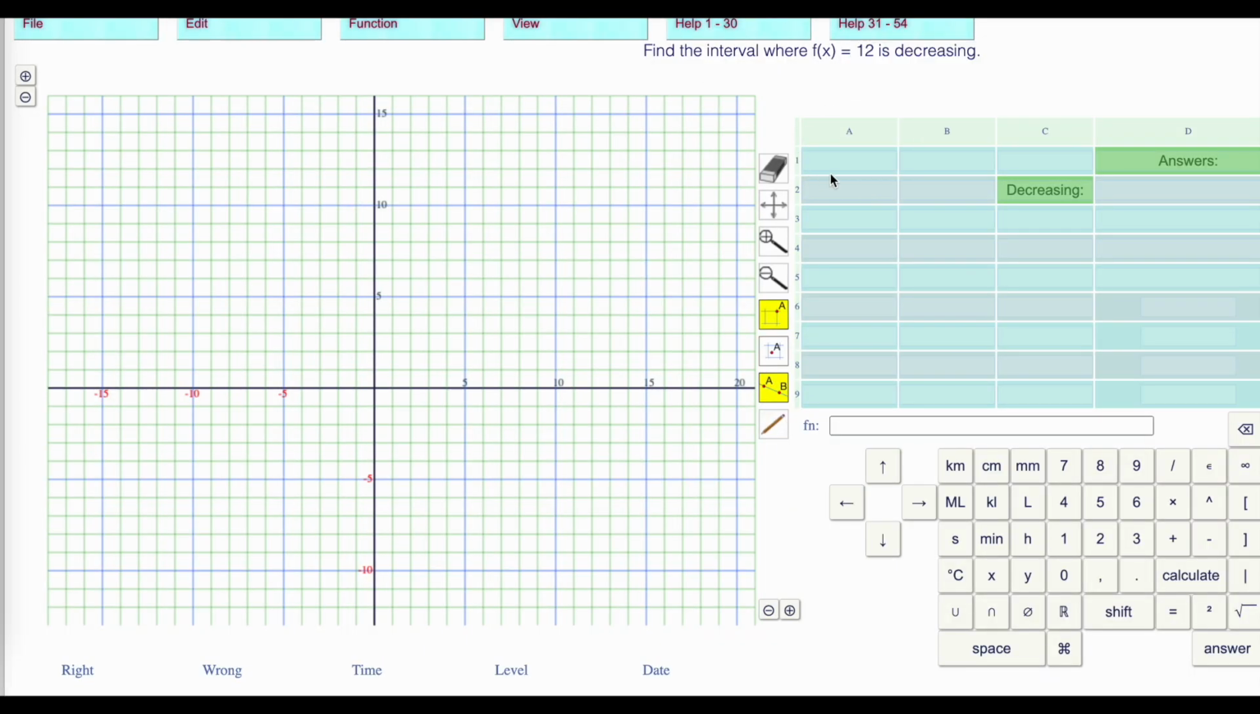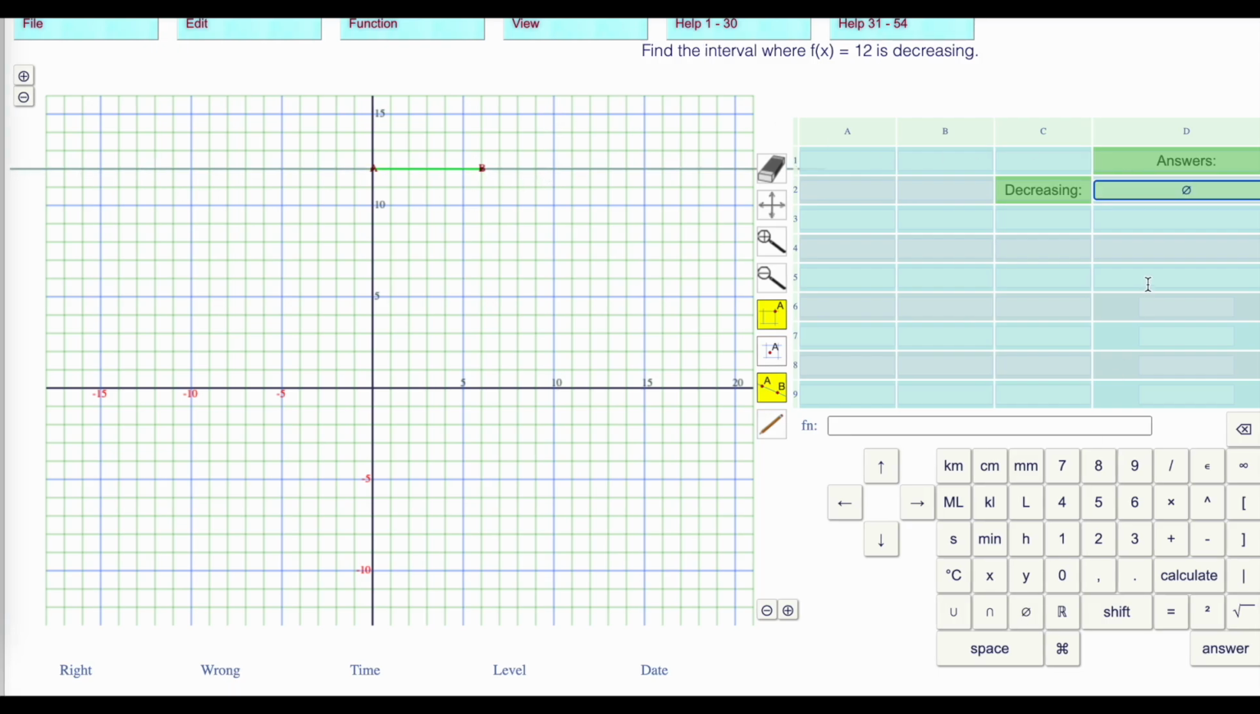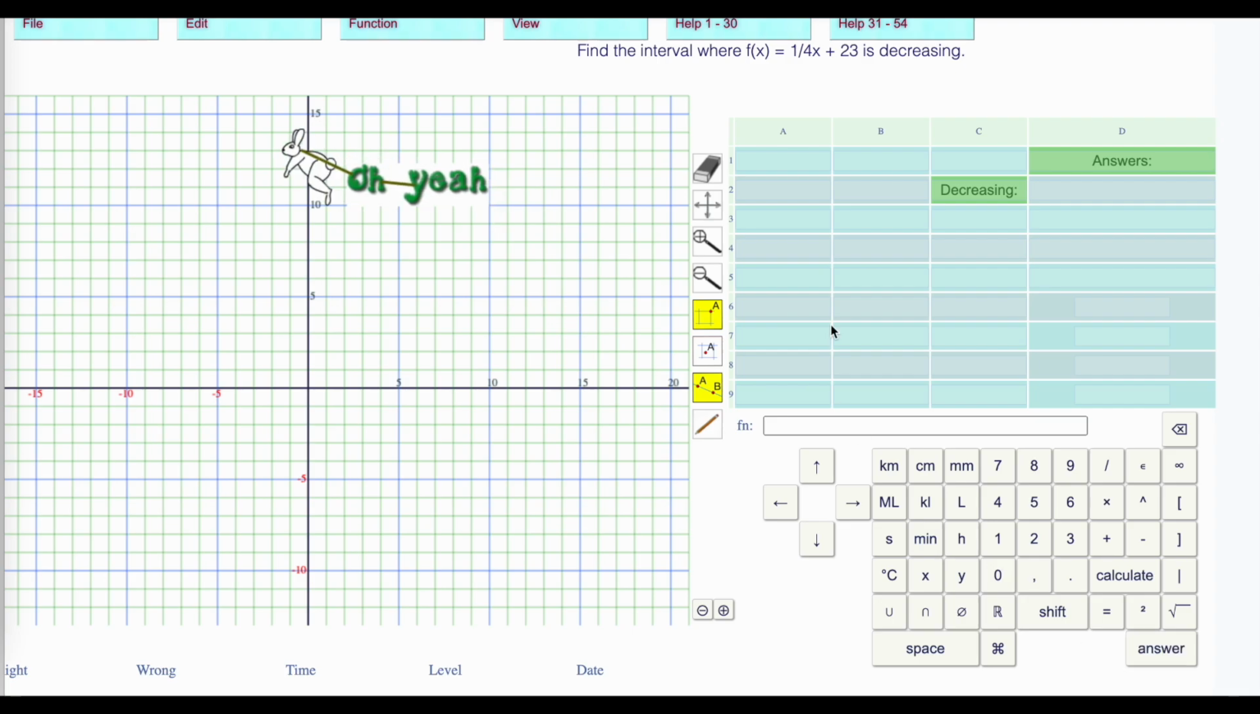Find the interval where f of x equals 12 is decreasing. F of x equals 12 is this. It's never decreasing or increasing. Empty set, null set, and then answer.